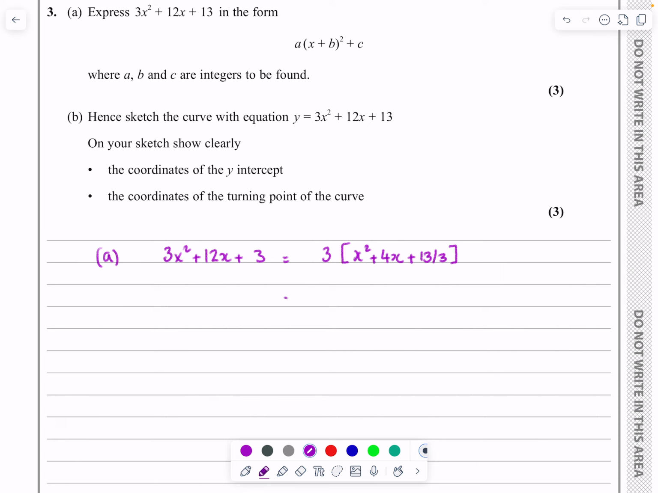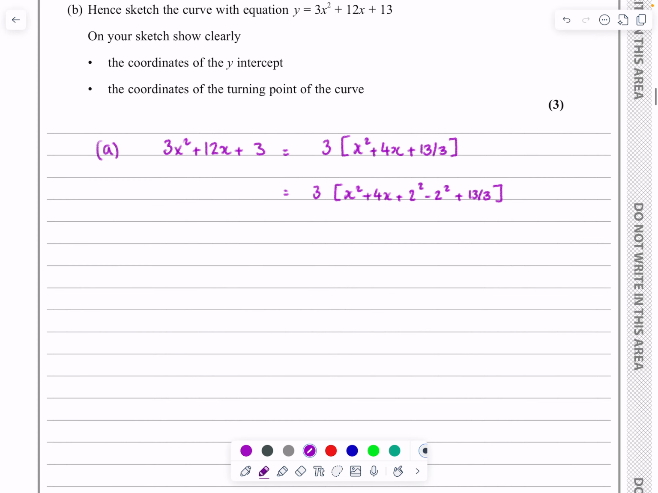And for me, when I'm completing the square, what I'm interested in is that value there. I always do the same thing. I half it, I square it, I add it on and take it off. Now that sounds complicated, but it doesn't when you've said it for the 1000th time, which is how it feels like I'm saying it. So half it is 2. Add on 2 squared, take off 2 squared, plus 13 over 3.